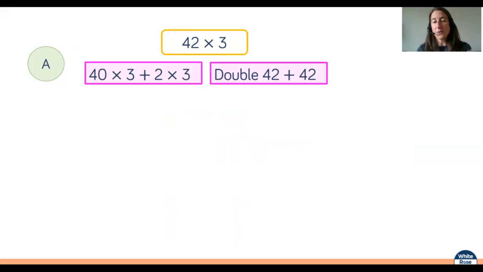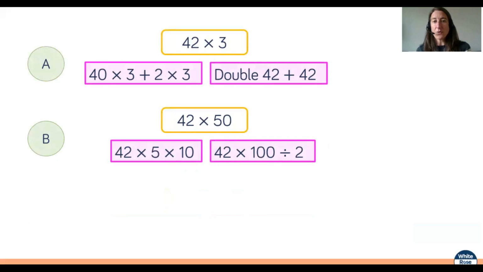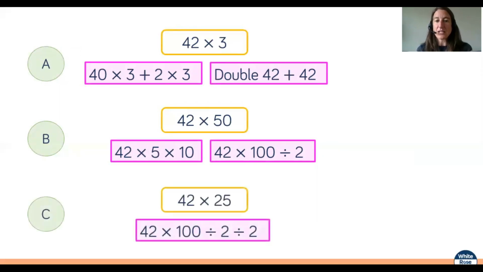So you can see the first one, 42 multiplied by 3, and 2 different strategies. The second one, 42 multiplied by 50. So is it easier to multiply by 5 and multiply by 10, or to multiply by 100 and divide by 2? And the last one, 42 multiplied by 25, the idea that multiplying by 25 is the same as multiplying by 100 and dividing by 2 and dividing by 2 again. And of course, they could add their own strategies too.